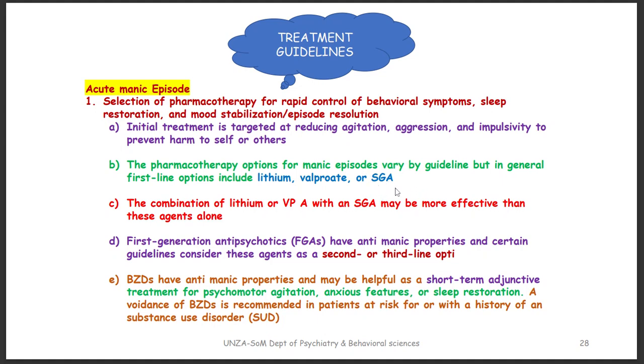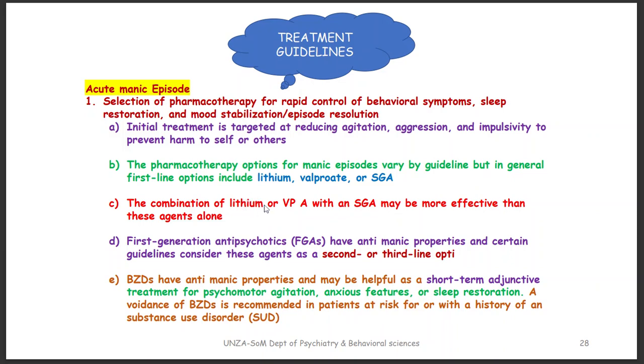So meaning that in a question, they can give an example of a second generation. So we need to go back and look at some second generation antipsychotics, so that if they mention one instead of just saying second generation, we can still identify that it is part of the answers for first line.